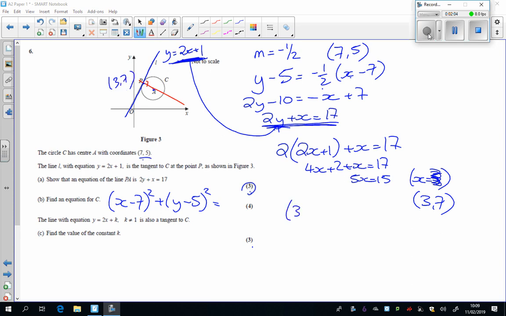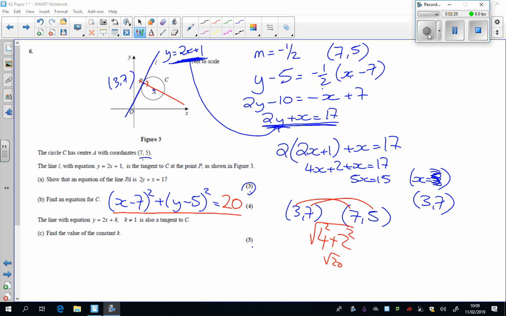So we're going from 3, 7 to the centre, which is 7, 5. And to do that, you can see we're going 4 along and 2 along. So it's 2 squared, add 4 squared, square rooted. The radius is the square root of 20. And so this value here is the radius squared. And so that's 20.